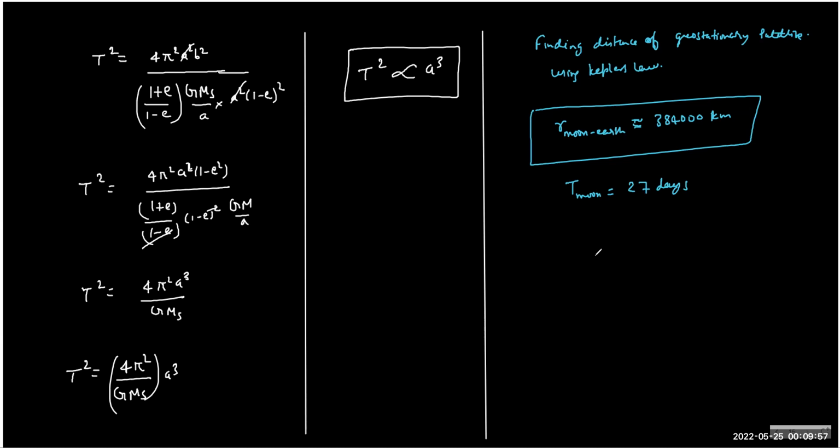So for geostationary, now try to understand this concept. For geostationary, the time period is exactly 1 day, 24 hours, right? Do you realize this? Yes, sir. So T moon whole square by T geo whole square must equal the distance of moon square by distance of satellite whole square. Sorry, cube.